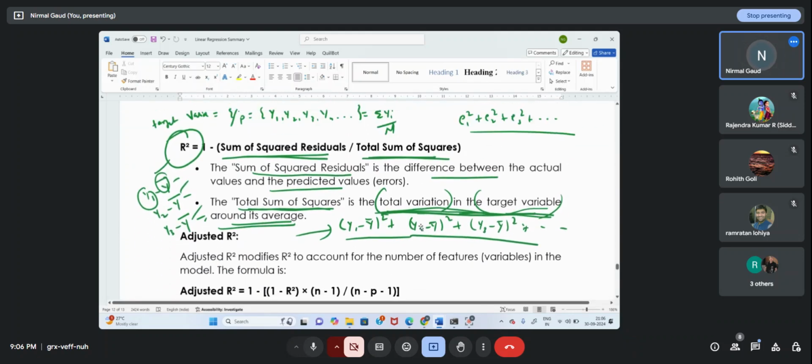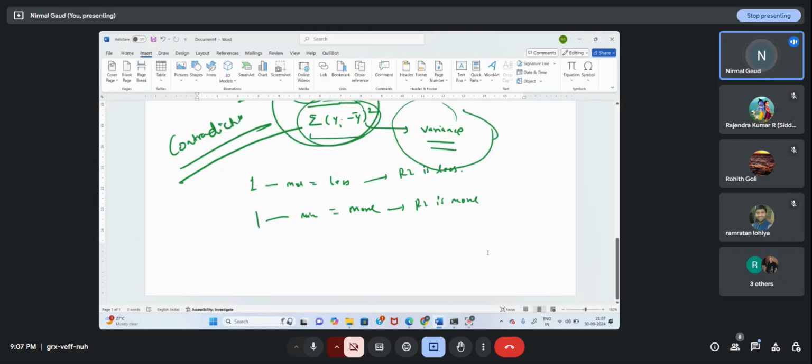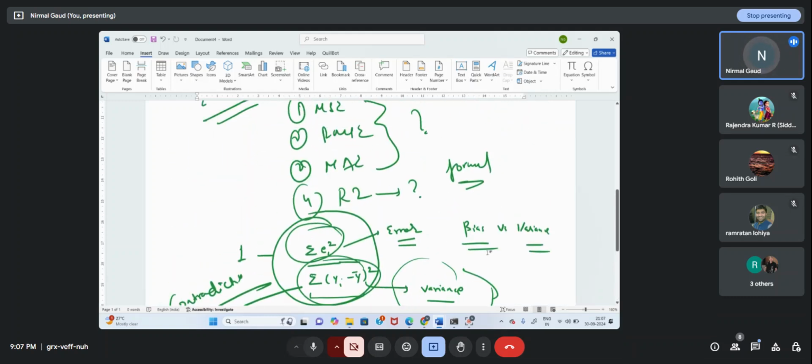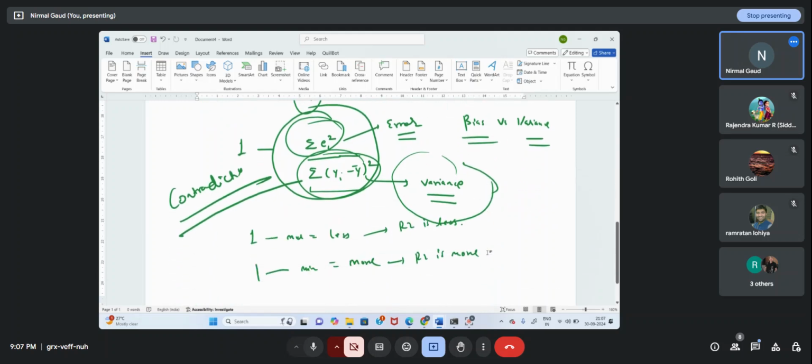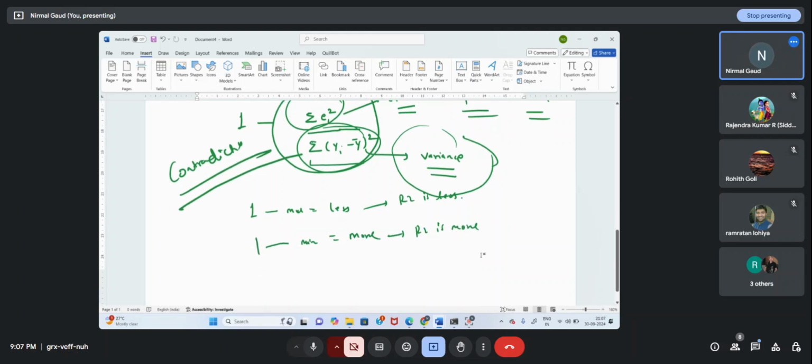If you're writing the formula like this, 1 minus squared residuals over the total sum of squares, you are talking about the total variation in the target variable around its average. So this is the variance of the target. That means the points are spread, and if the points are spread, we said error should be more. But bias and variance, error is the bias, and they are in a trade-off with each other. If the bias is more, variance is less, and if variance is more, bias is less.